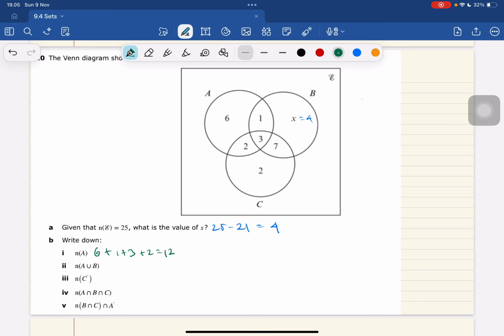Next, this is A union with B. Okay, we got it here, 12 first for the A. So we can write 12 plus this x and 7, so 12 plus 4 and plus 7. So the answer is going to be 23.